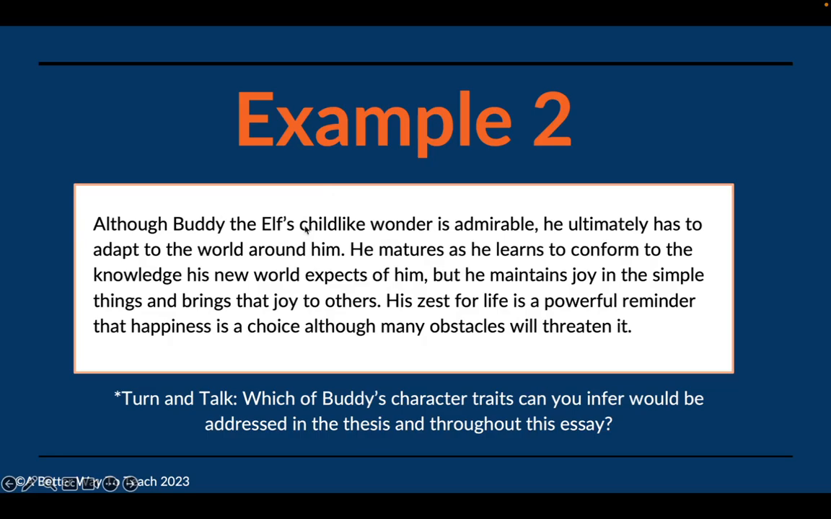This is probably going from the last body paragraph in front of this one, which most likely talked about how he had to adapt, but how he was able to keep himself even as he adapted to the world around him. Then we have another sentence here that also talks about his transformation. And then we go into basically how this relates to the whole human experience, even though it's just part of this last sentence here. Happiness is a choice, although many obstacles will threaten it.